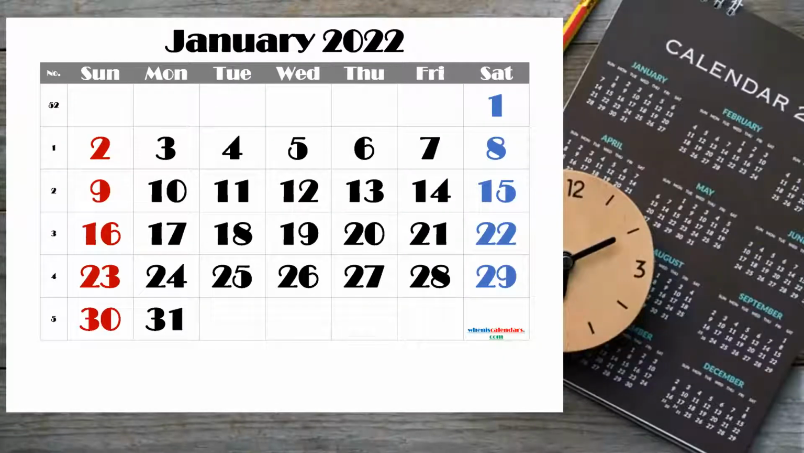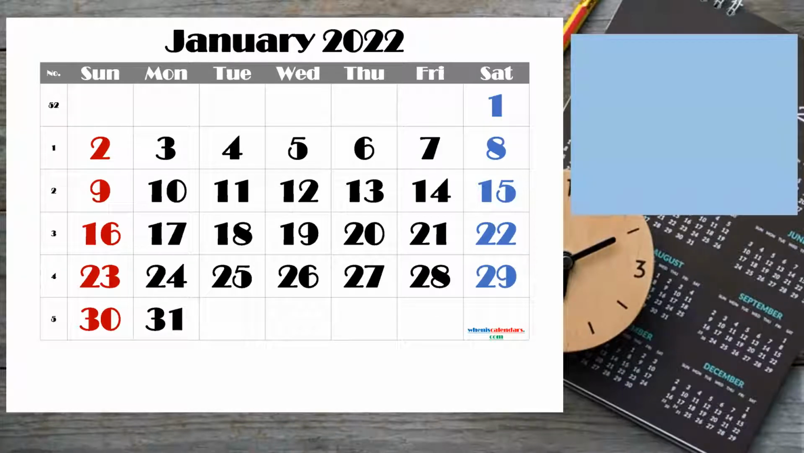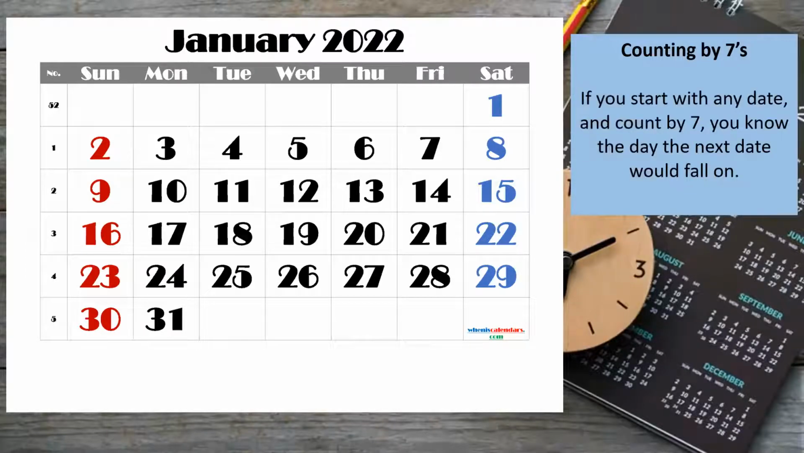Okay, so here's a look at January 2022. Let's make some observations. If you know of any day of the week, for example, that the 10th of January is Monday, then we could just add 7 to that and keep adding 7 and get the next Monday and the following Monday after that. So counting by 7 is the easiest thing you could do when you're dealing with a calendar. If you start with any date and just keep counting by 7, you would know the day that the next date would fall on.